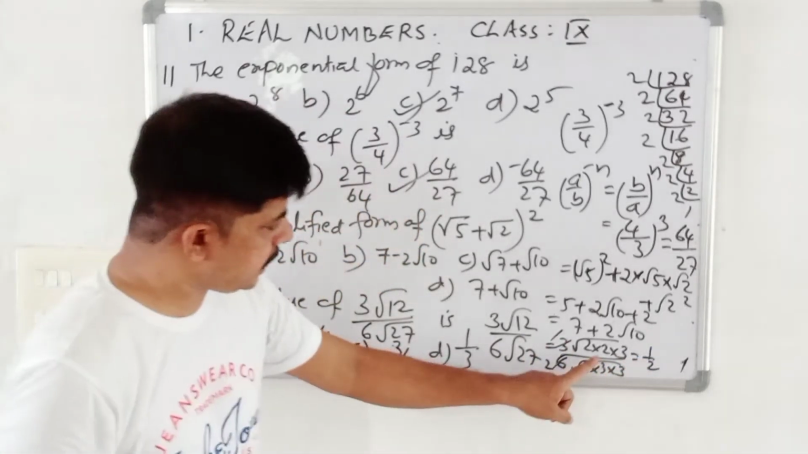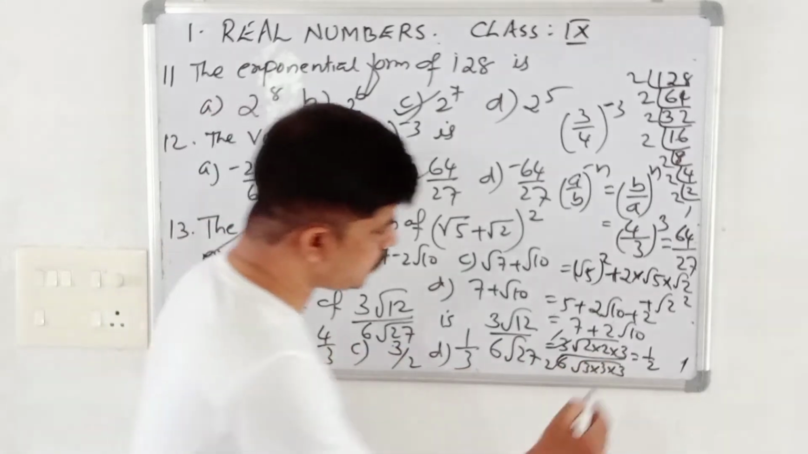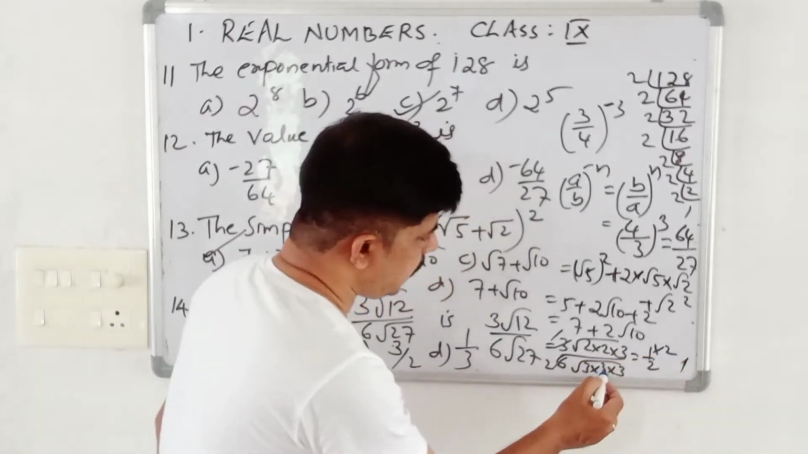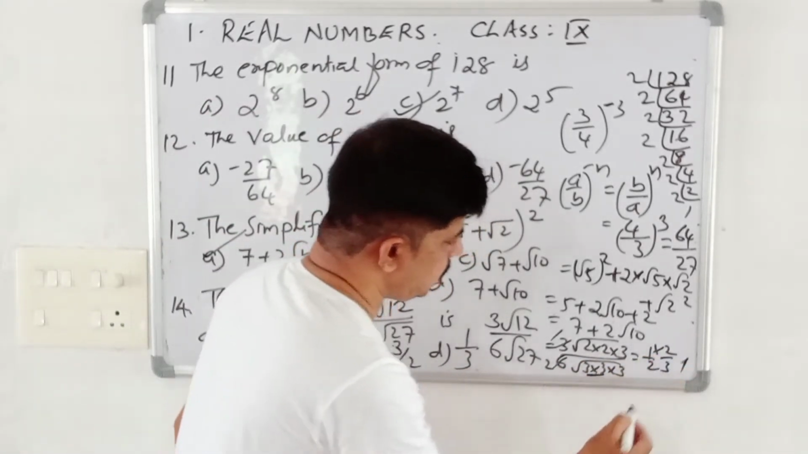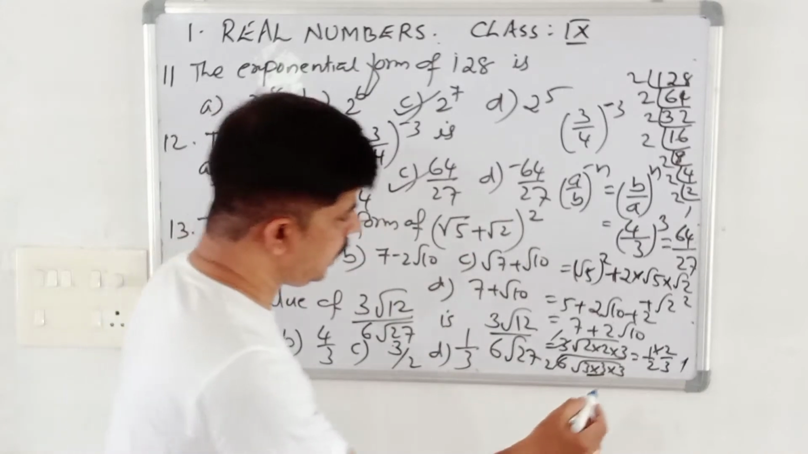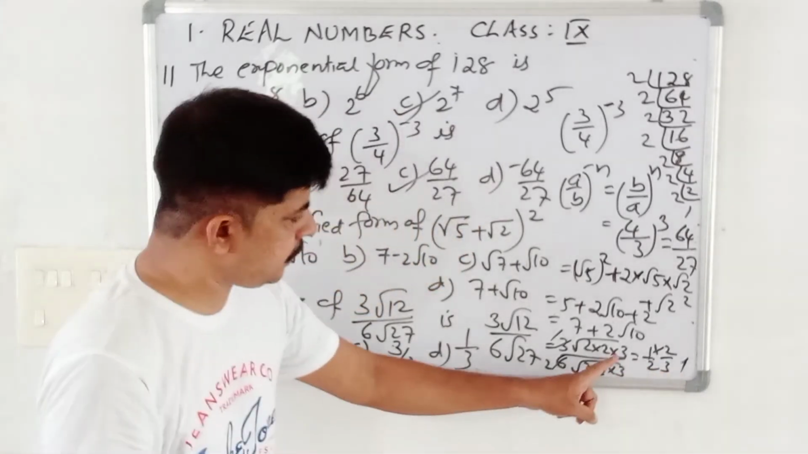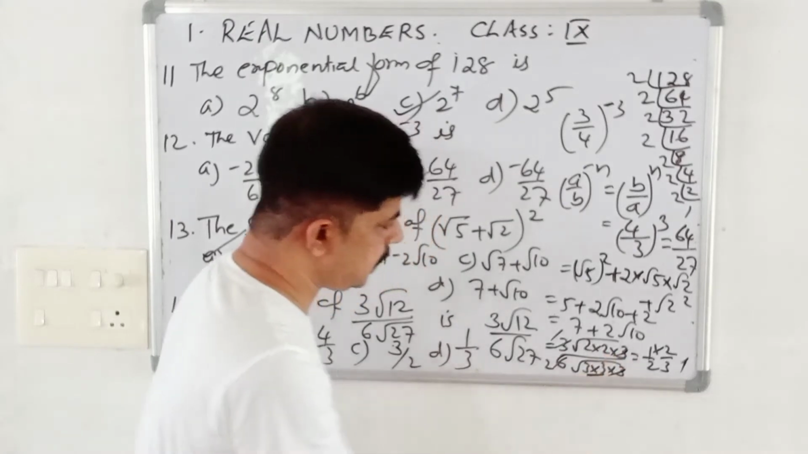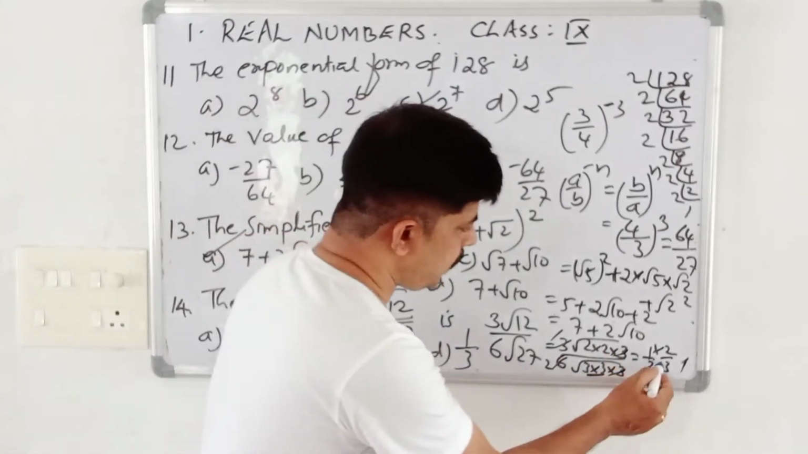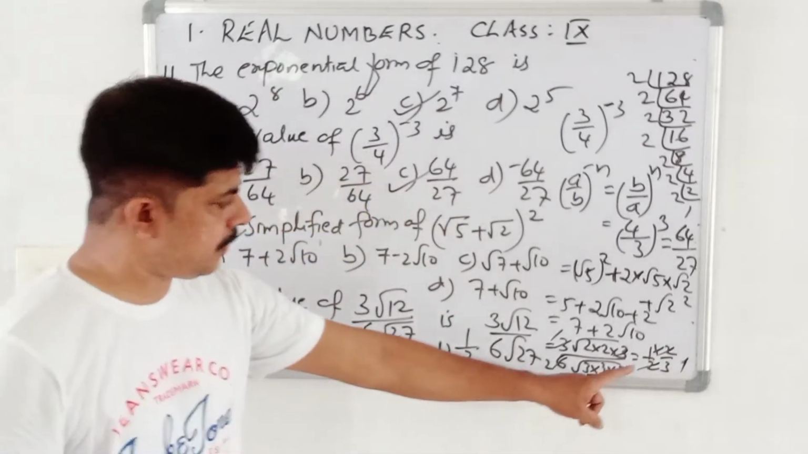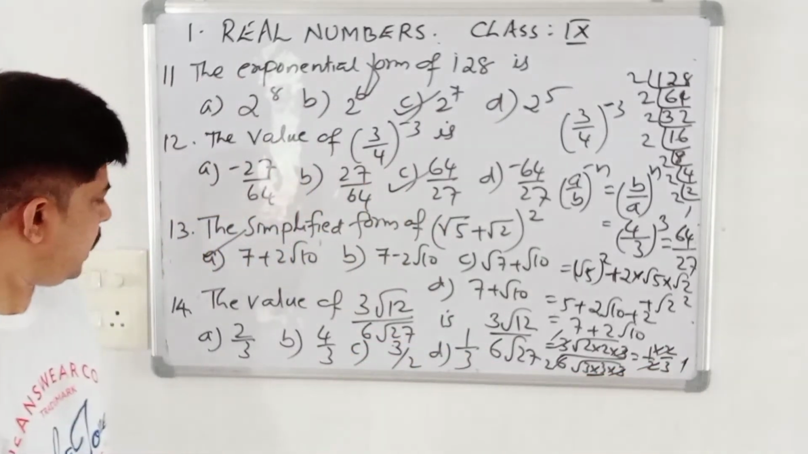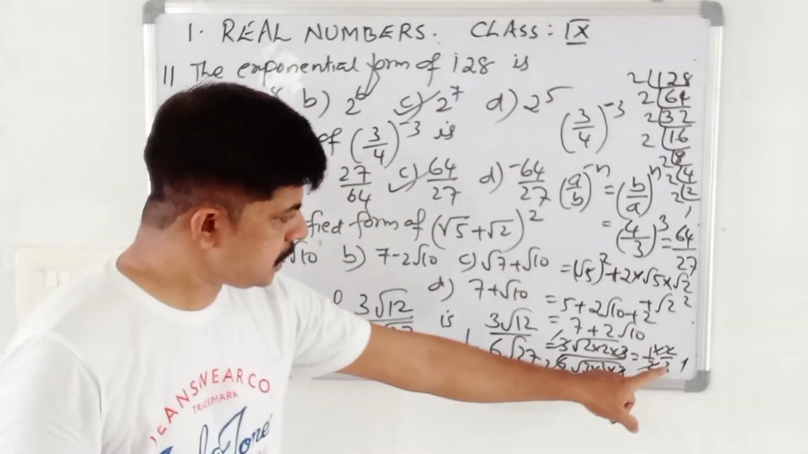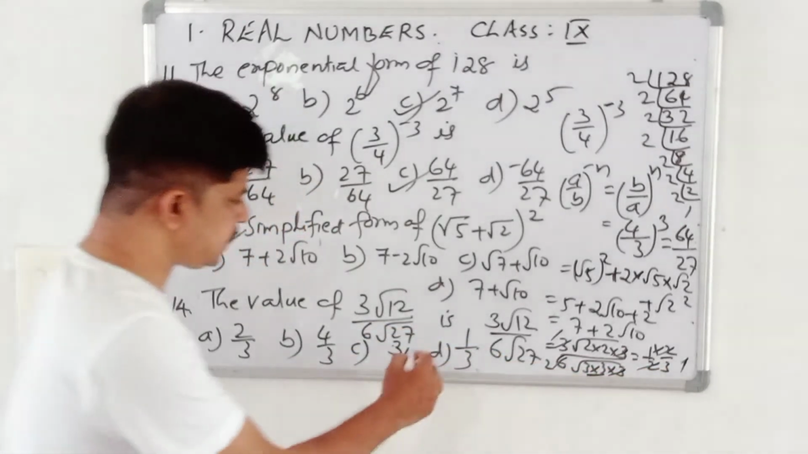Again, square root of 2 into 2, that is 4, we get 2. 3 into 3 is 9, square root we get 3. Therefore in the remaining part this 3 can be cancelled, and 2 is cancelled. Therefore we get the final answer 1 by 3. Therefore our correct answer is 1 by 3. Option D is the right answer.